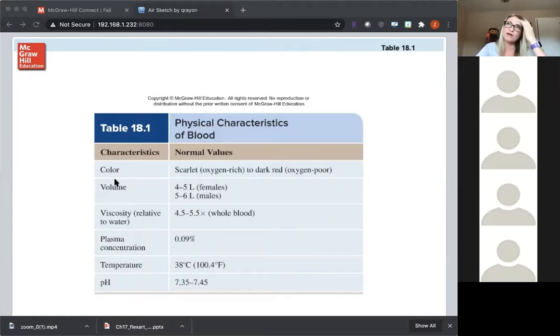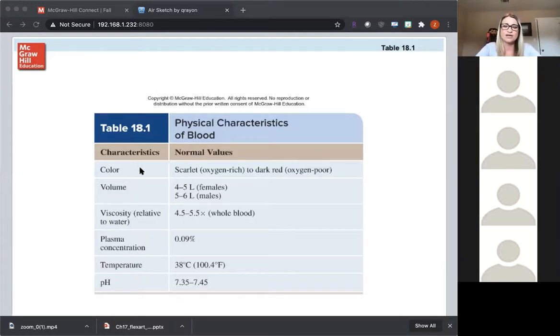For volume, our blood volume is about 5 liters, and this tends to be a little higher in males than females on average, because an average male is larger than an average female. Men also tend to have a little higher blood cell percentage, a higher hematocrit. That has to do with testosterone, which is one thing that affects your percentage of erythrocytes in your whole blood.